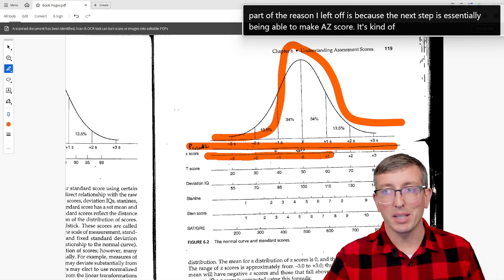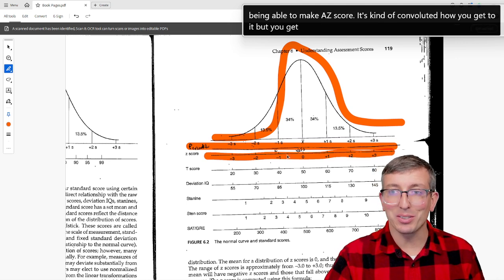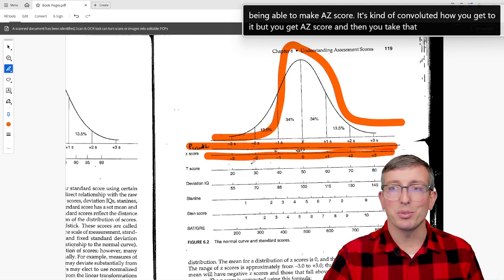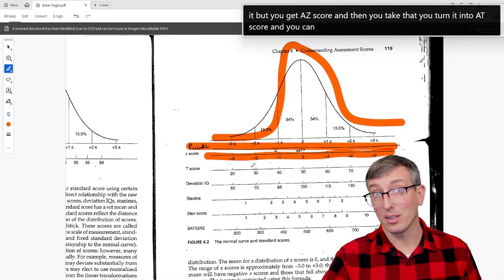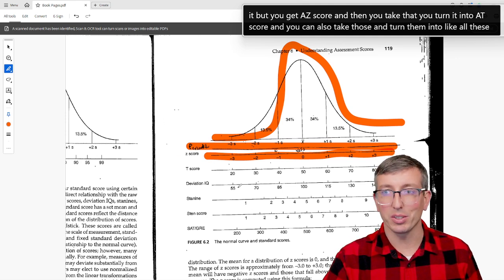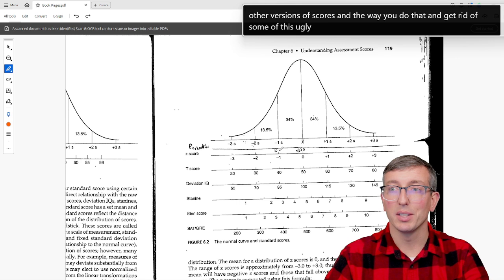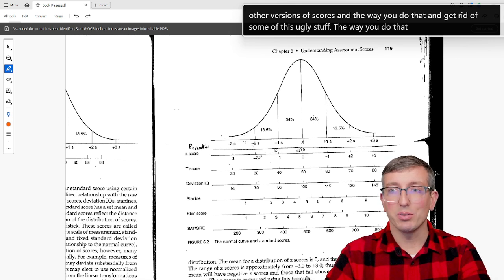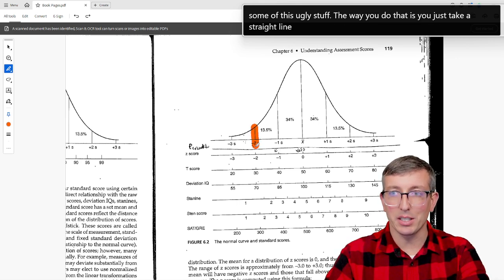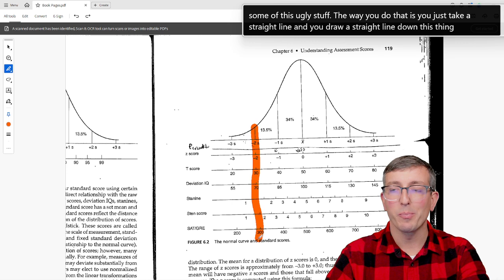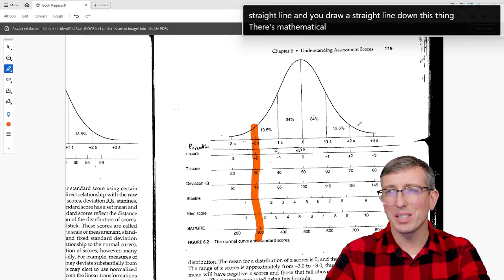It's kind of convoluted how you get to it, but you get a z-score. And then you take that, you turn it into a t-score. And you can also take those and turn them into all these other versions of scores. And the way you do that, and get rid of some of this ugly stuff, is you just take a straight line and you draw a straight line down this thing. There's mathematical ways to do this too, but this is probably the easiest way.